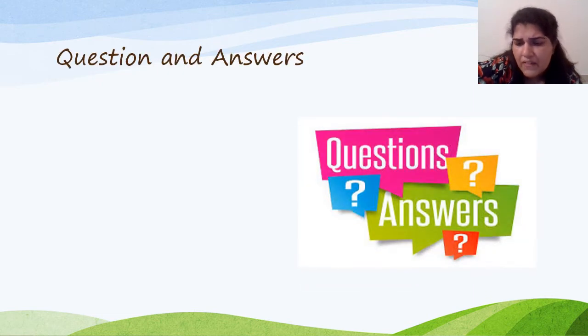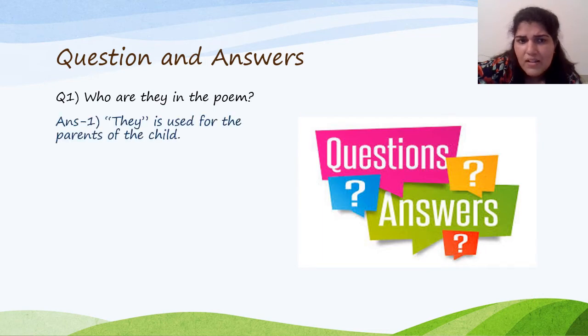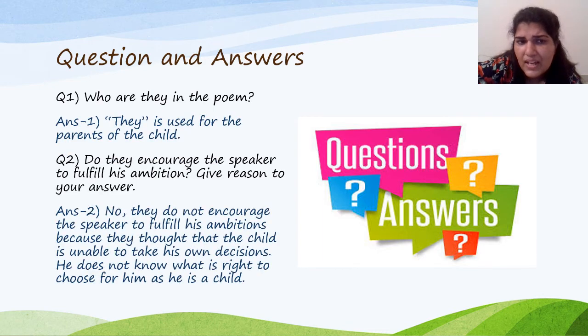So here we have some questions and answers with respect to that. Who are "they" in the poem? We were reading about "they." So "they" is used for the parents of the child. Do they encourage the speaker to fulfill his ambition? Give reasons for your answer. No, they do not encourage the speaker to fulfill his ambitions because they thought that the child is unable to take his own decisions. He does not know what is right to choose for him as he is a child.